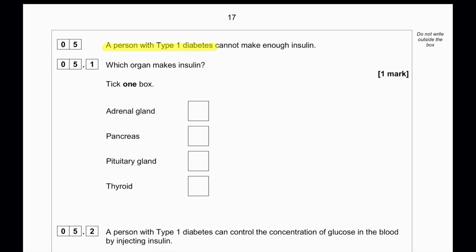A person with type 1 diabetes cannot make enough insulin. Which organ makes insulin? We know that insulin is produced by the pancreas. So this will be the correct answer. Also, the pancreas produces other digestive enzymes as well.